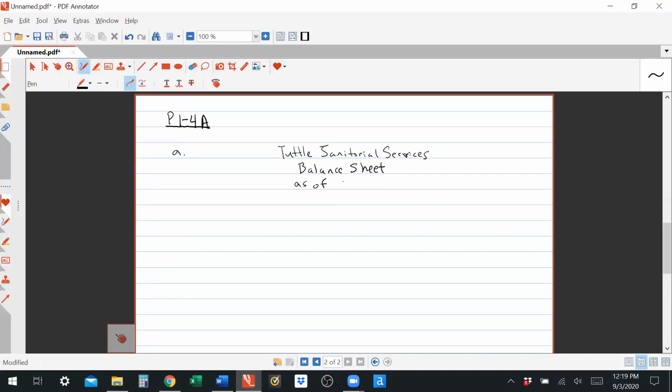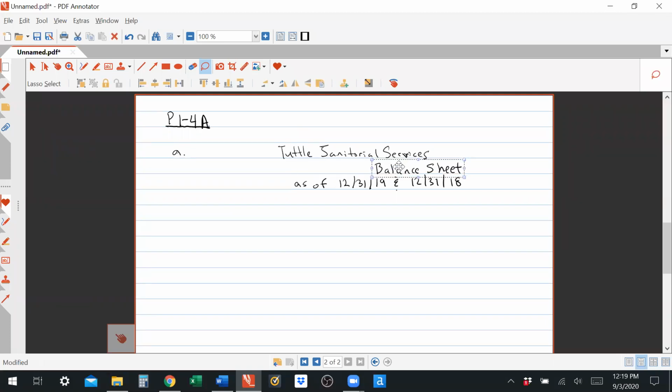So as of, now we're going to have 2 balance sheets, right? So as of 12/31/19 and 12/31/18. Whenever you have 2 balance sheets in one, it's called a comparative balance sheet. So maybe instead of calling this a balance sheet, I'll call it a comparative balance sheet. Comparative, that way you use that word because you can compare 1 year to the next in the same balance sheet.